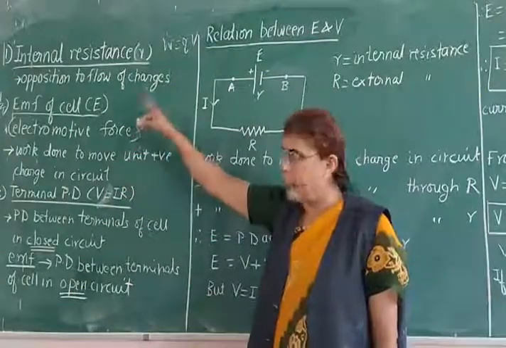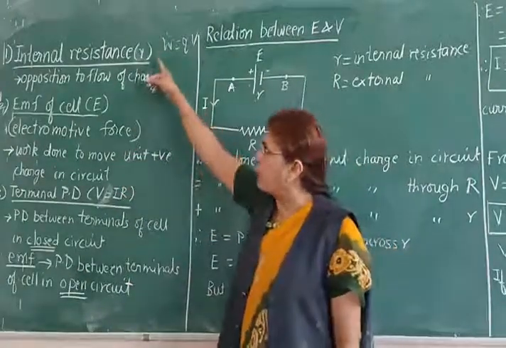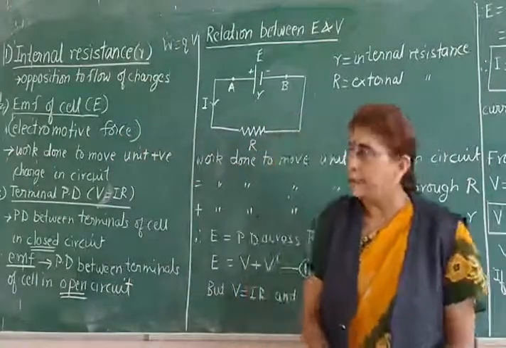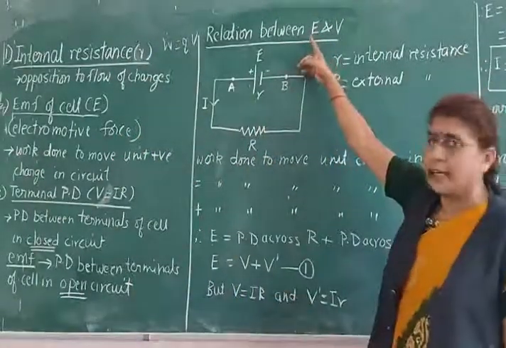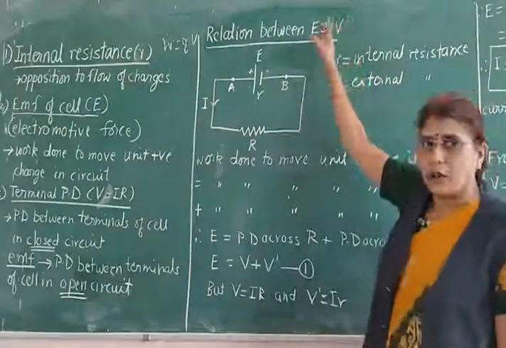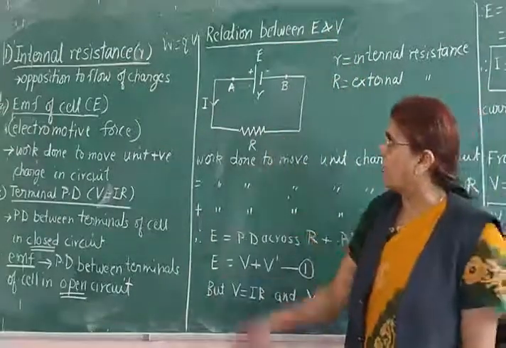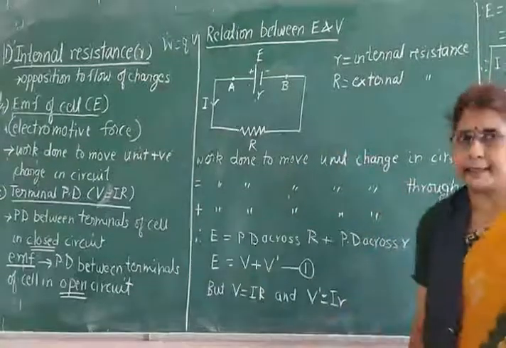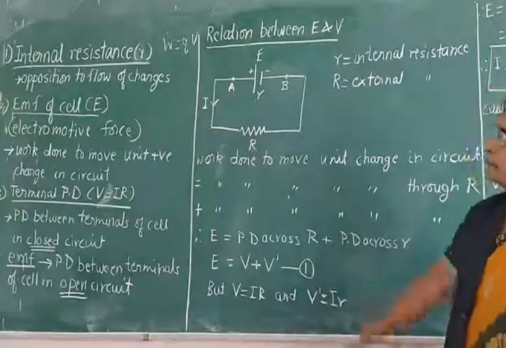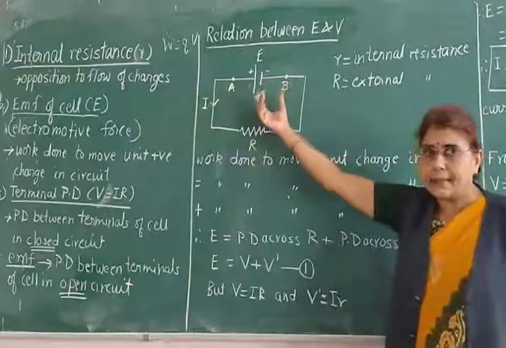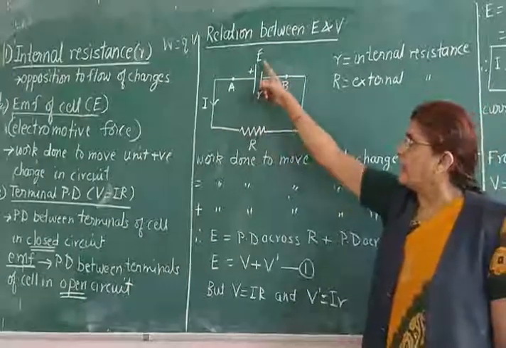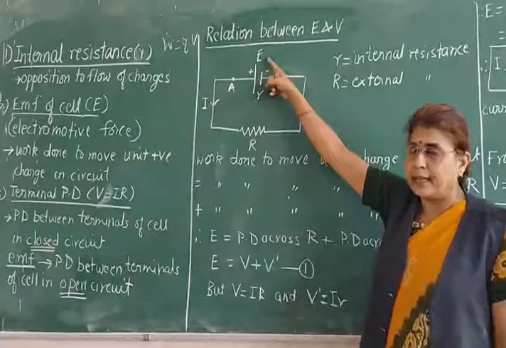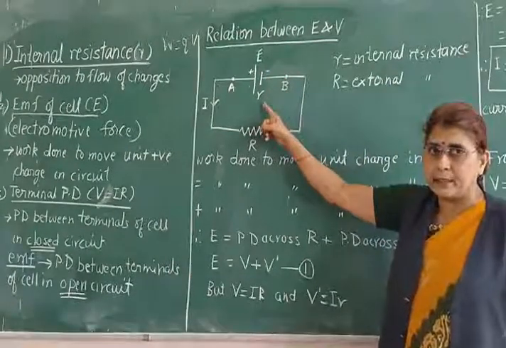Now with this in mind, we have two definitions, internal resistance and EMF. Then we shall find out the relation between E and V. I will tell you about V later on in the derivation itself. So let us take a very simple circuit. You can see it very clearly here. We have a cell here, with E and small r. You know what E is? E is the EMF of a cell. Small r is the internal resistance of a cell.